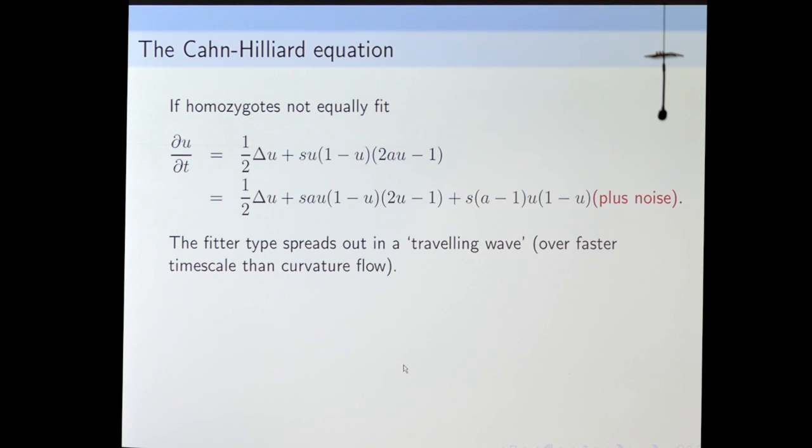If A is not equal to 1, that's what happens when the populations are not equally fit, then we get something called the Cahn-Hilliard equation, which I can expand out as having a symmetric term and this term here, which is no longer pushing me towards 0 and 1. And this we can expect to model that situation where things are not equally fit, and in fact we add a noise term. And what happens in this situation is that the fitter type is going to spread in a travelling wave, and it's happening much faster than curvature flow. It's going to spread across the range of the species as a travelling wave on a much faster timescale.